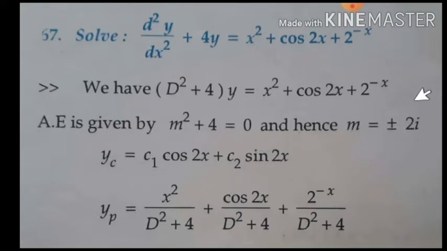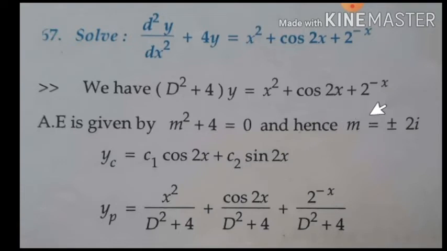Root is of the form complex. What is the general form of the complex root? We have written alpha plus or minus i beta, where the complementary function for complex root is written as e to the power of alpha x into c1 cos beta x plus c2 sin beta x.